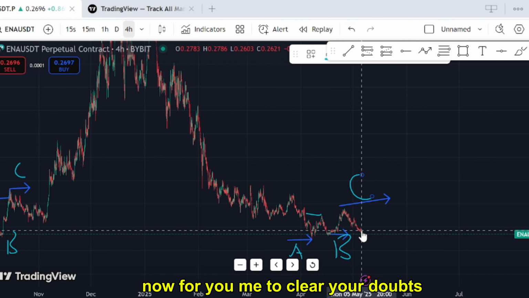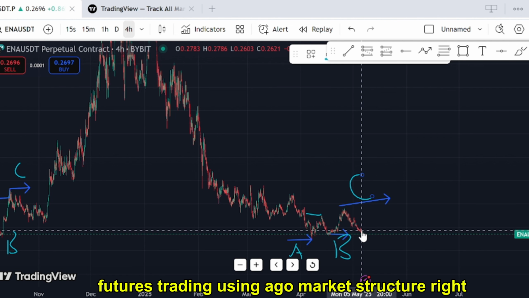Now to clear your doubt, I'm going to go to my exchange and show you a proven fact that what I just showed you really works, and show you how much profit I am in on this particular pair called ENA USDT using this simple algo market structure. This is to let you know that if you understand the algo market structure the right way, you can make money from futures trading using algo market structure, right?